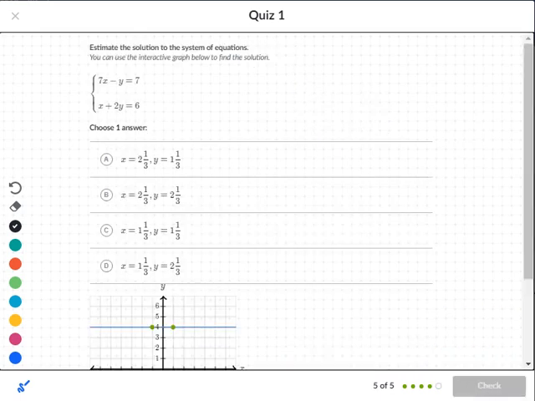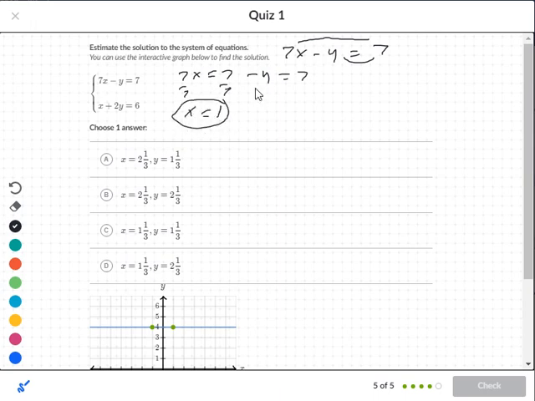Okay, next one, we want to go ahead and do the graph of this line. So we got standard form. So we got 7x minus y is equal to 7. Draw our lines. So we're going to say 7x is equal to 7. Negative y is equal to 7. Divide by 7, so x is 1. Make this a negative 1. So y is equal to negative 7.